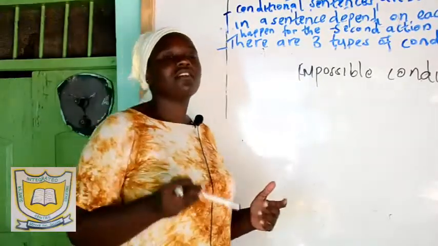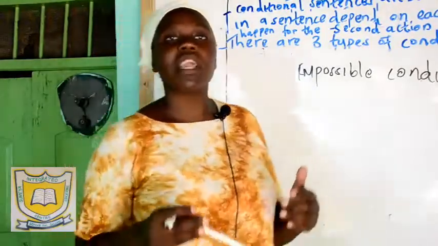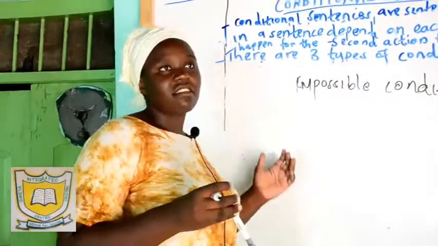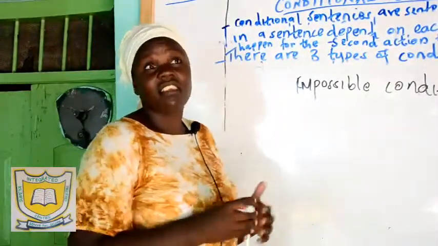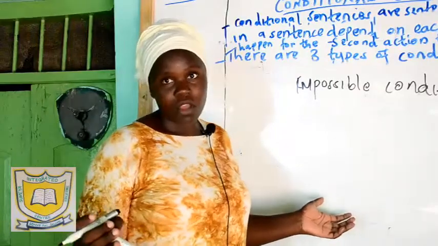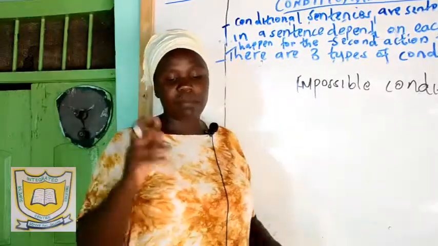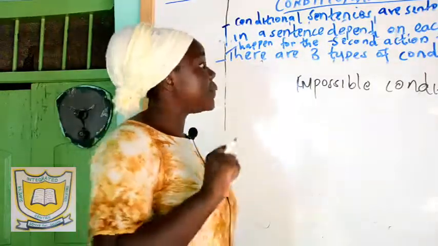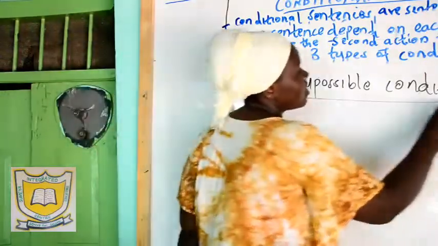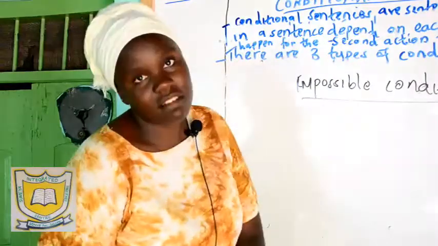Why can't actions in this sentence take place? Because maybe the chance or the time that these actions were supposed to take place is no longer available. I'm saying they are called the impossible conditions because actions in this sentence aren't going to take place.